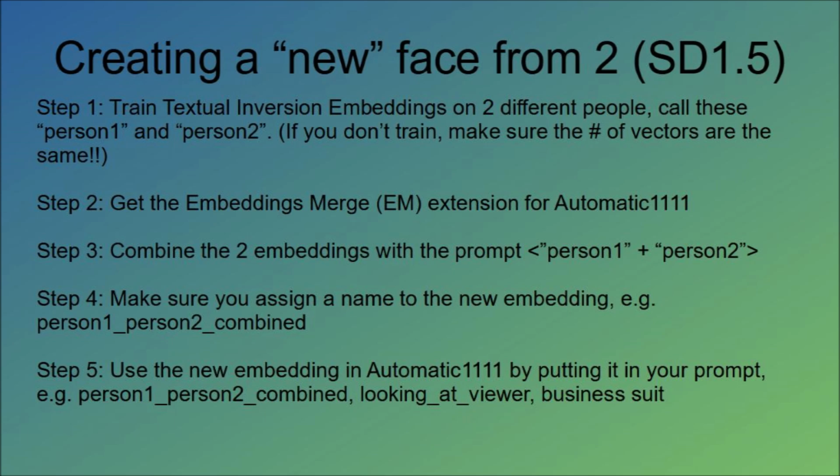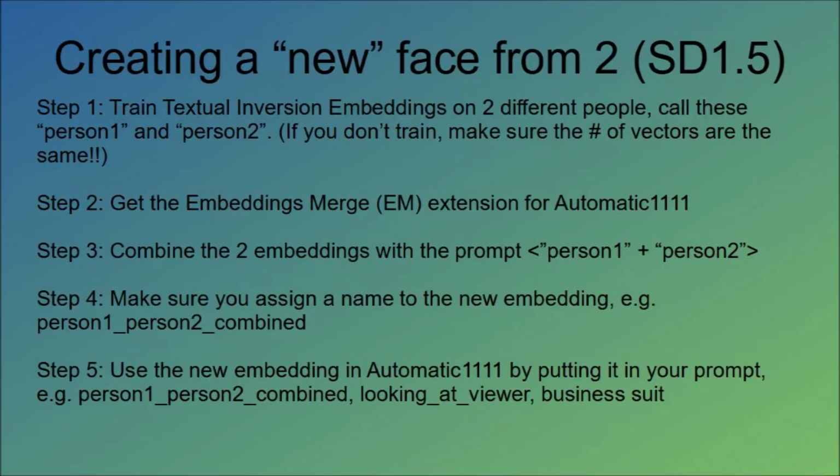So how do you blend 2 faces together using textual inversions? First, you'll want to train textual inversions on the 2 people you want to combine. Please see my video on textual inversions in the description. Then you use the Embedding Merger addon and follow their instructions for mixing 2 concepts together. Assign a new embedding name before you hit parse, and bam, you can now use that new embedding in your prompt.